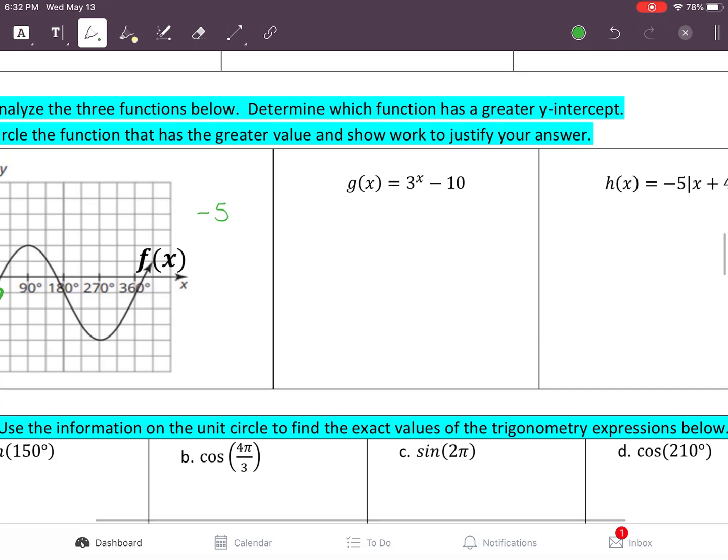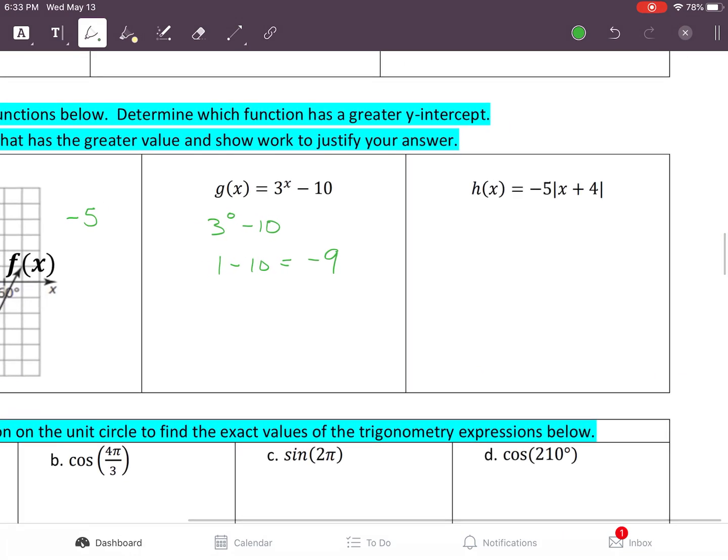Okay. Now, if we do this for g, we have 3 to the 0 power, because we're putting 0 in for x, minus 10. So if you're on your calculator, you go 3 to the 0 power, you will get 1. And 1 minus 10 is equal to negative 9. Well, negative 5 is bigger than negative 9 because it's a smaller negative number. All right, so we got one more to try. We have here, we put 0 plus 4, and then negative 5 out in front. So 0 plus 4 is 4, and the absolute value of 4 is also 4.